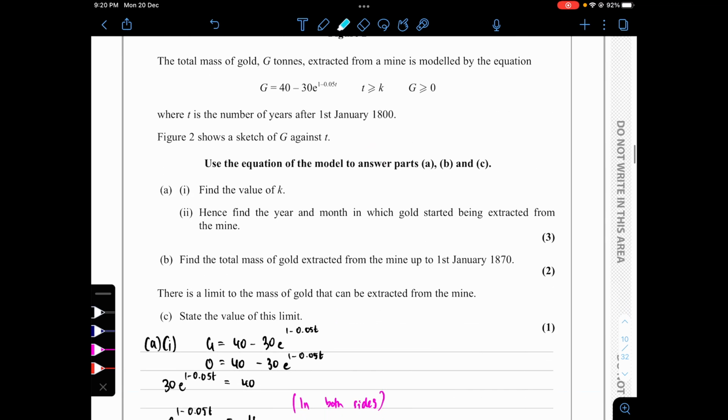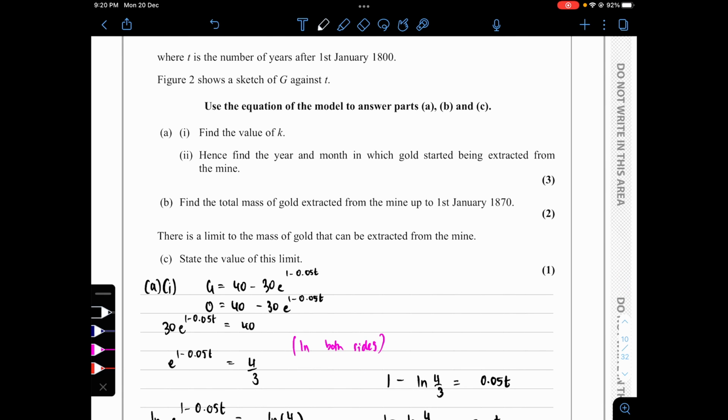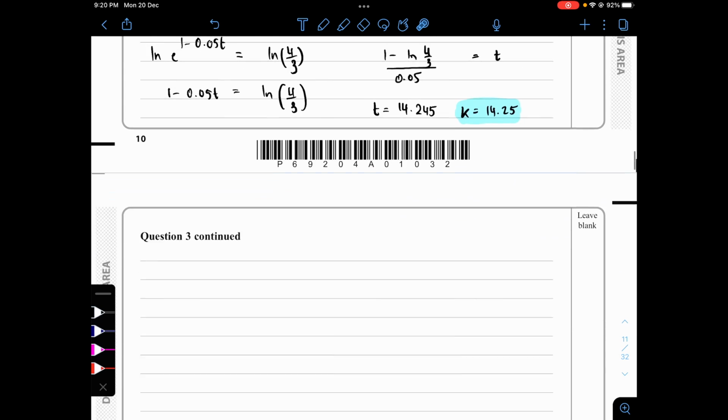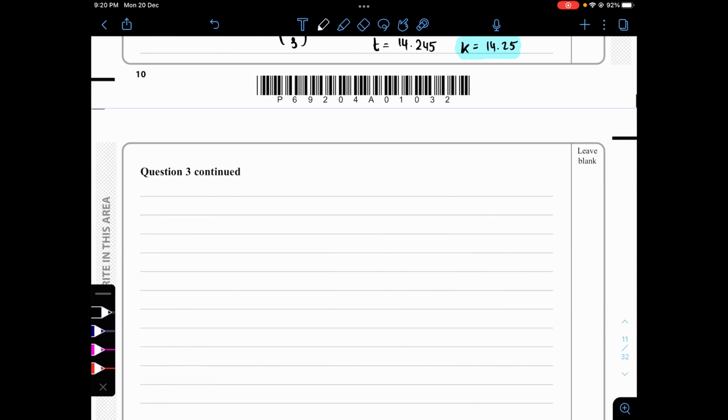So let's look at part II. Hence find the year and month in which the gold started being extracted from the mine. All we have to do is add 14.25 years to 1800. It's first January, right? First January.